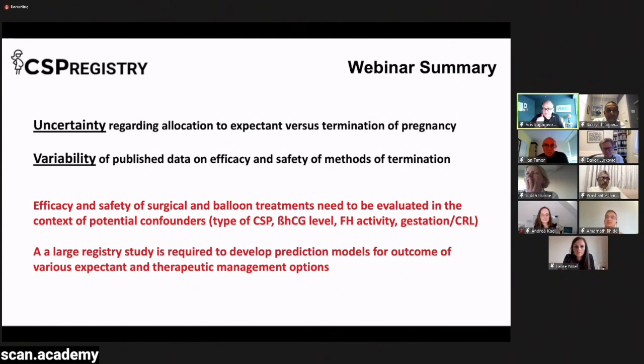Please, always very important for any registry: don't put on your favorite 10 cases that went brilliantly. Put on all your cases, ugly, bloody, however they are. They all need to be on there, or none of them have to be on there. So a registry, very, very important not to introduce bias.